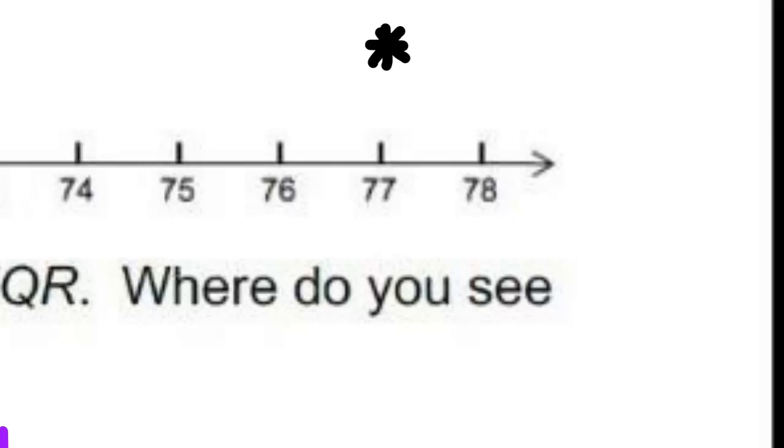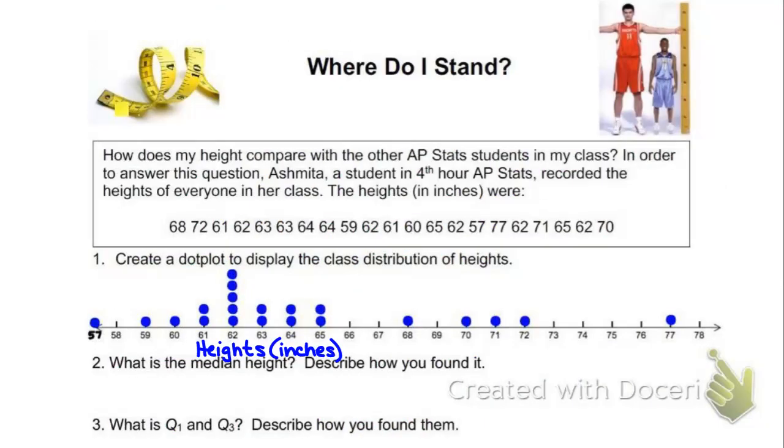All right, last question on this side. Ashmita is 63 inches tall. How does her height compare with the other AP Stat students in her class? So Ashmita was the one that got this data. Head back here. Ashmita was a student in 4th period AP Stats. She recorded the heights of everyone in her class. Here's those values. Her height is 63 inches.